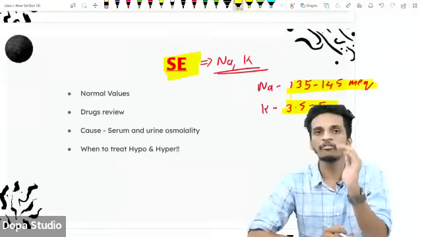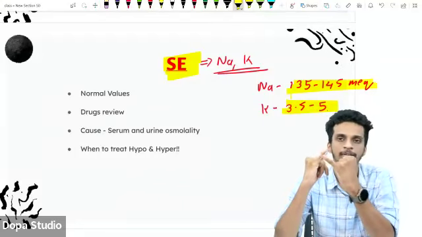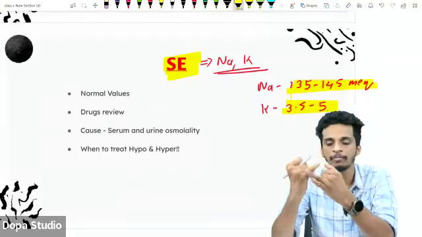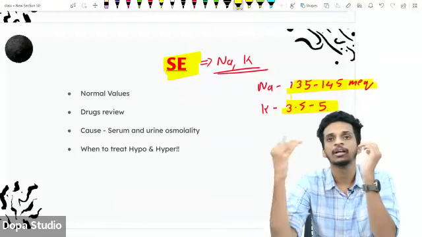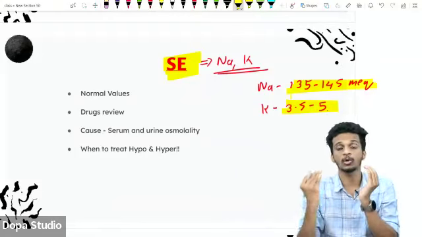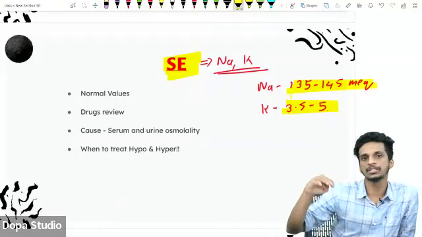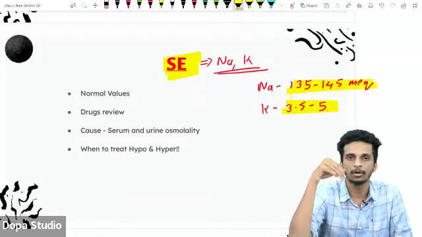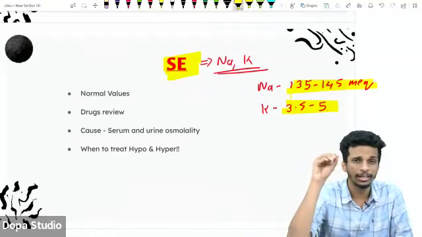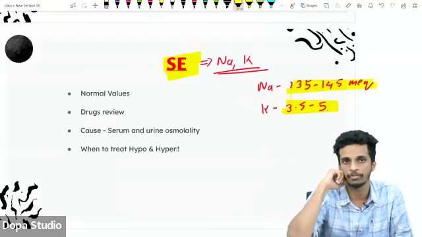Whenever I see a patient with one of the four, that is hyponatremia, hypernatremia, hypokalemia or hyperkalemia, we call that a dyselectrolytemia. That means imbalance. Electro means electrolytes and lytemia means in blood. So we call it a dyselectrolytemia when the patient has an abnormal sodium or potassium value.